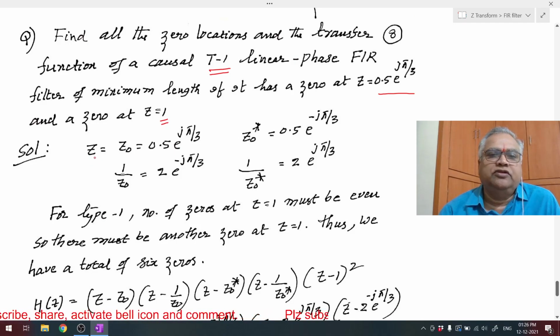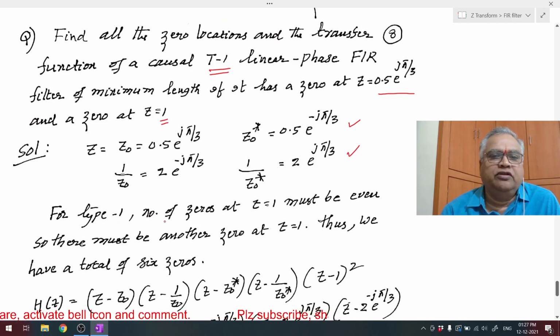So what is the solution? If there is a 0 at 0.5 e power j pi by 3, z0 star we have to find. So what is the complex conjugate? 0.5 e power minus j pi by 3. Then what is 1 by z0? 1 by 0.5 is 2 e power minus j pi by 3. 1 by z0 star is 2 e power j pi by 3. So this is mathematical, easily you can understand. So 4 zeros are possible.